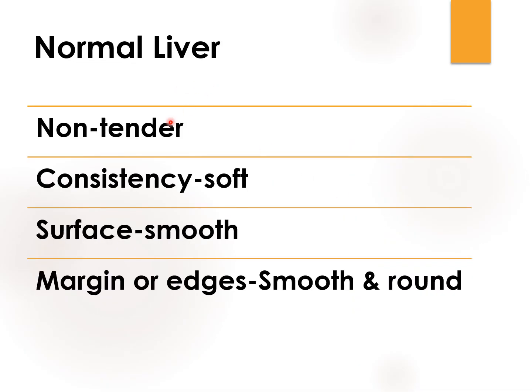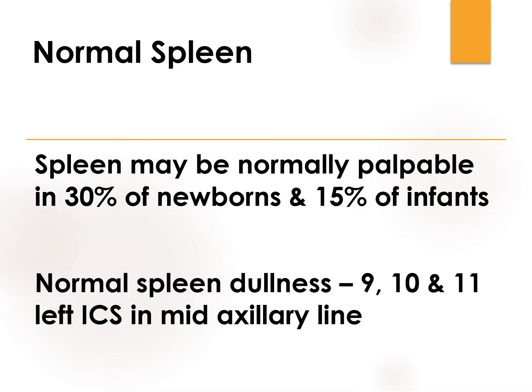Now the normal liver is non-tender, consistency soft, surface is smooth, margin is smooth and round. Now about the normal spleen. Spleen may be normally palpable in 30% of newborns and 15% of infants. Normal spleen dullness will be in the 9th, 10th and 11th left intercostal space in the mid-axillary line.